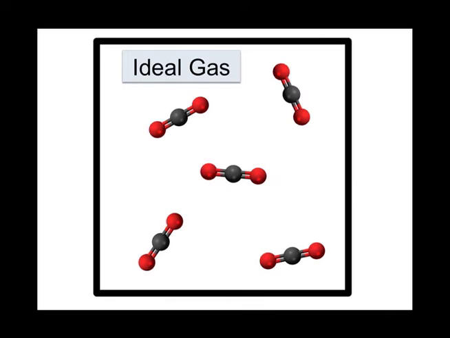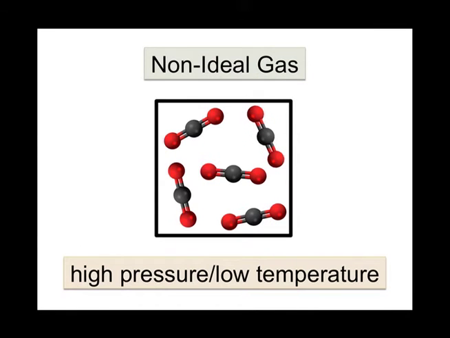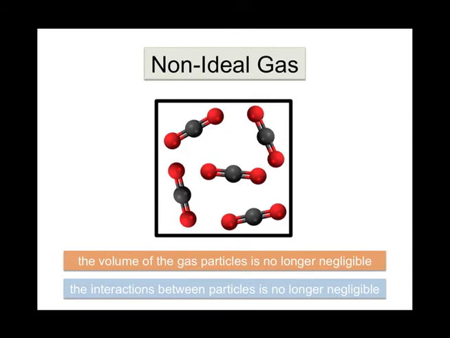We now understand that a sample of gas can exhibit ideal gas behavior under most conditions. But if the gas exists at particularly high pressure or low temperature, it will behave as a non-ideal gas, because the volume of the particles and the interactions between them can no longer be ignored. But how then are we supposed to do calculations for these kinds of gases?